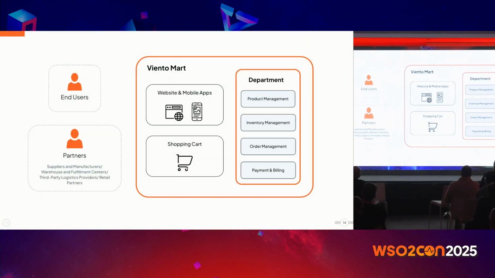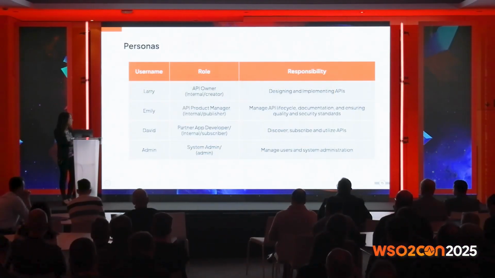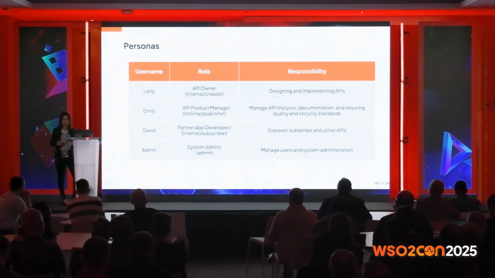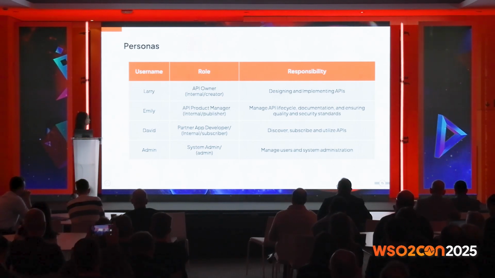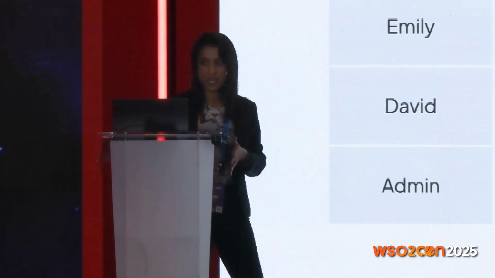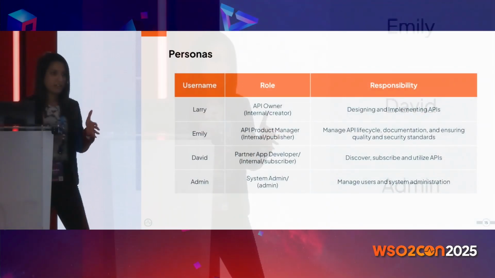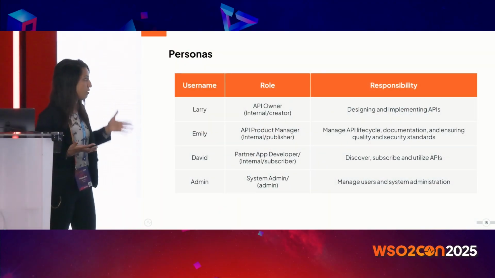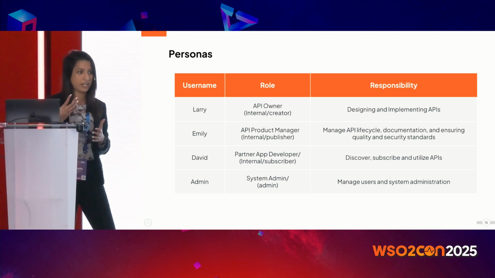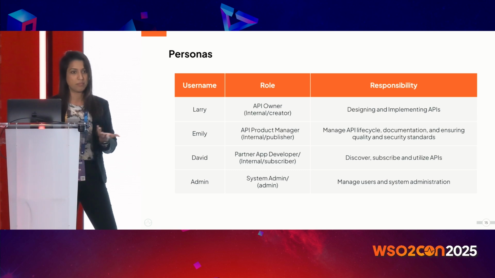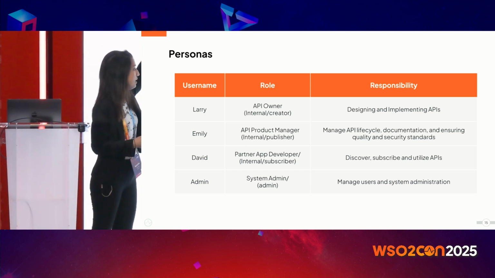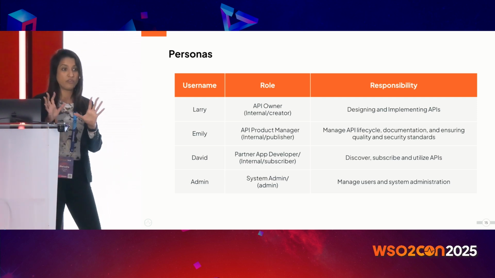Sorry for that. These are the different user personas that we will be using throughout the session. We have Larry, who is the API owner, responsible for designing and implementing APIs. Then we have Emily, who is the API product manager, responsible for managing the lifecycle and publishing the API to the developer portal. Both Larry and Emily are part of Vientomart.